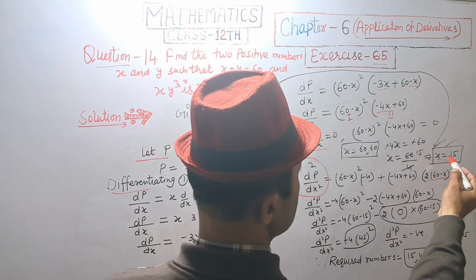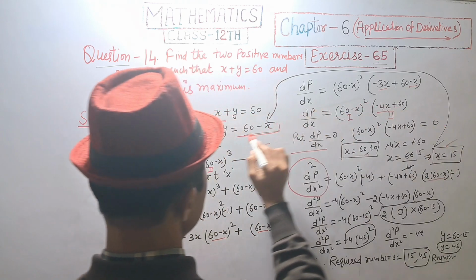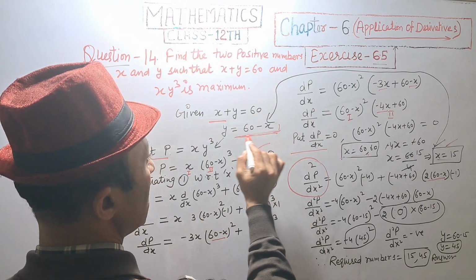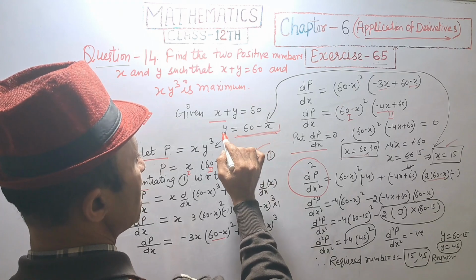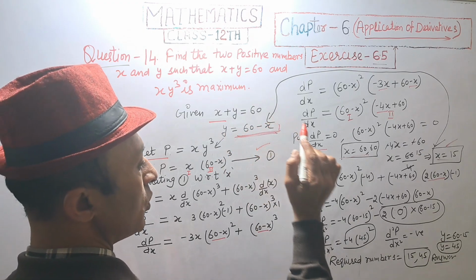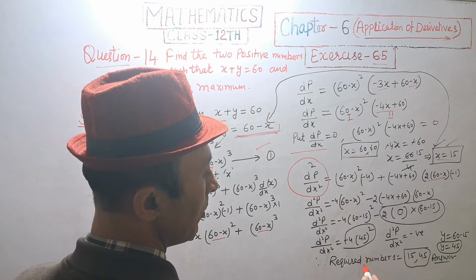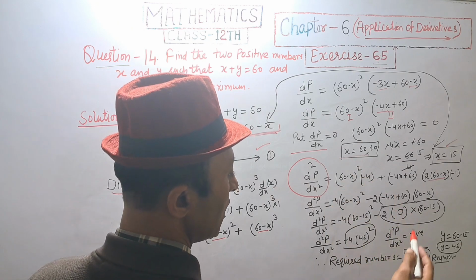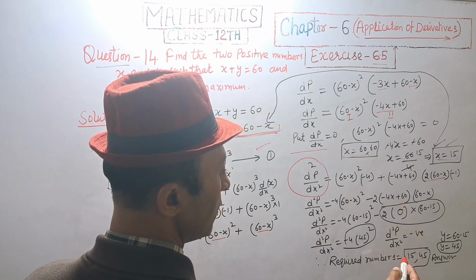is equal to x equal to 15, put in y, put in this, we get the value of y, 60 minus 15, that is equal to 45. So required number equal to 15, 45. Answer.